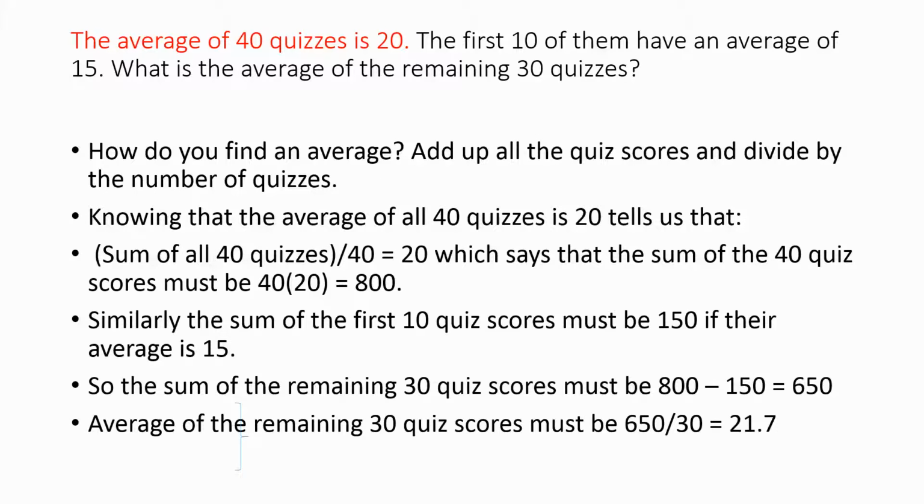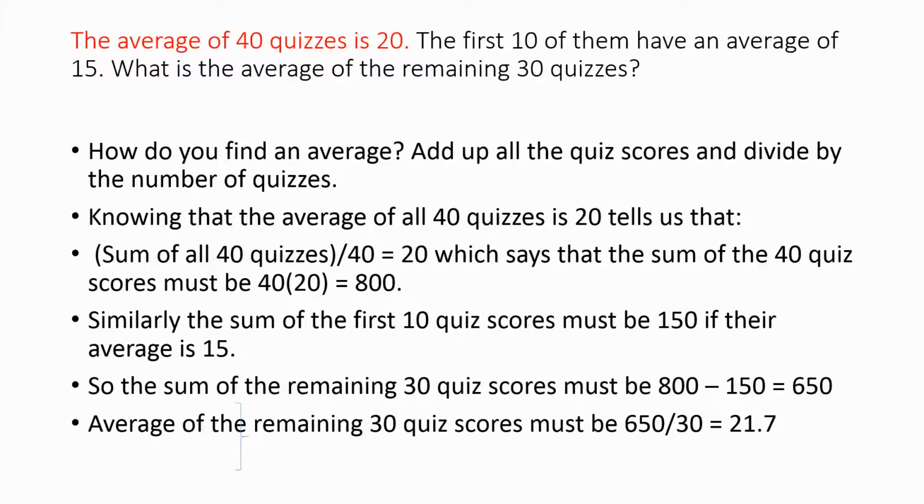So the average of 40 quizzes is 20. How do you find an average? Well, you add up all the quiz scores and divide by the number of quizzes. So if the average of all 40 quizzes is 20, that tells us that the sum of all 40 quizzes divided by 40 is 20. So the sum of the 40 must be 40 times 20, or 800, because 800 divided by 40 is 20. So if you add up all 40 quiz scores, you get 800.